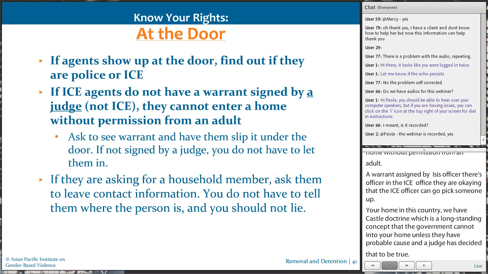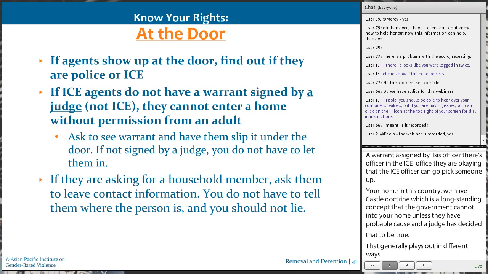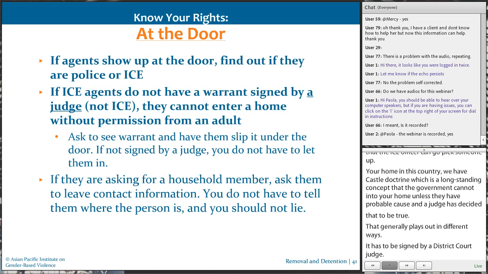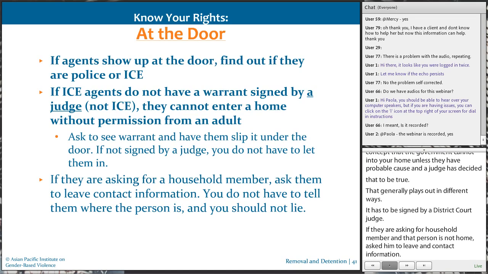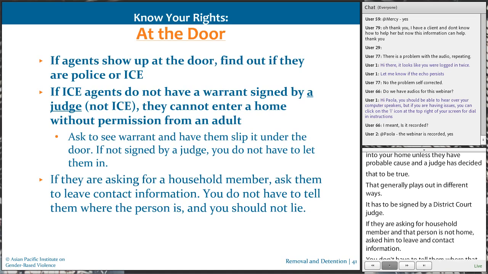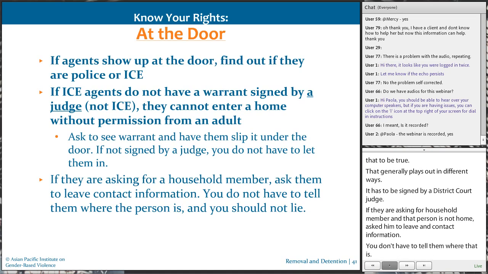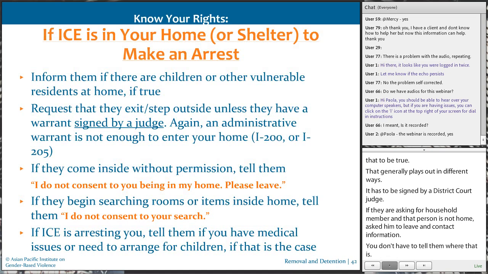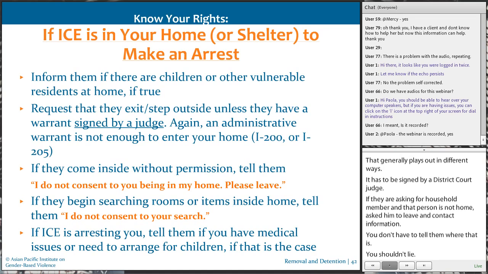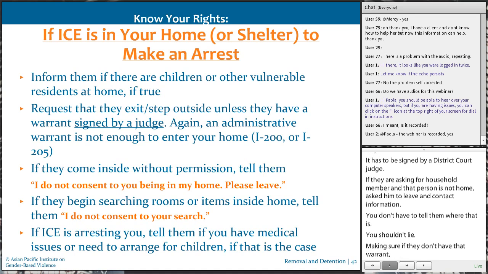It has to be signed by a district court judge, so U.S. District Court. And if they're asking for a household member and that person's not home, you ask them to leave contact information. You don't have to tell them where that person is, and you shouldn't lie. But making sure that if they don't have that warrant, they don't get to open the door and come in. Now, the problem is, of course, that's what the law says, and you don't have to affirmatively let them in.